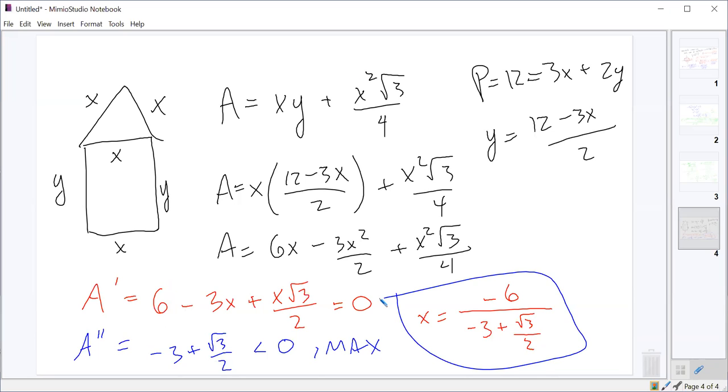And I don't know exactly what it asked for. It might have asked for the exact area or the dimensions. You can plug this in to find Y, but that's the X value that the max occurs at. And I know this looks like it's negative, but it's not. Top's negative, and negative 3 plus root 3 over 2 is negative. And so when you divide them, you get a positive. Does that make sense, Evan? And everybody else that might have had a question on that one?